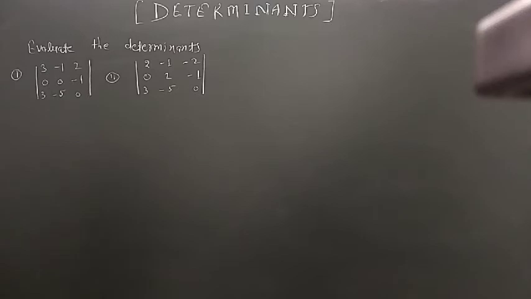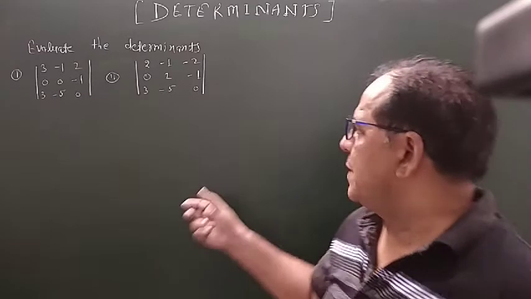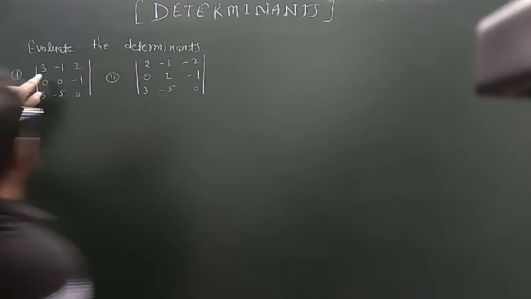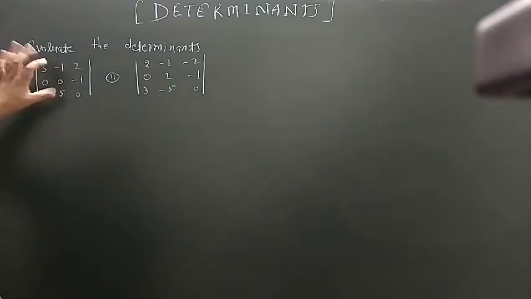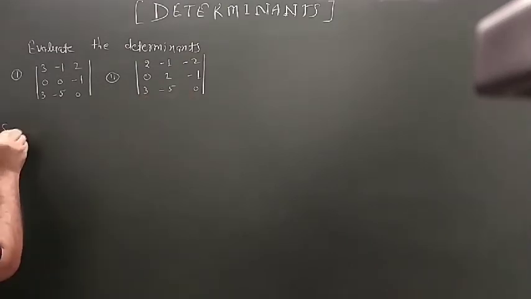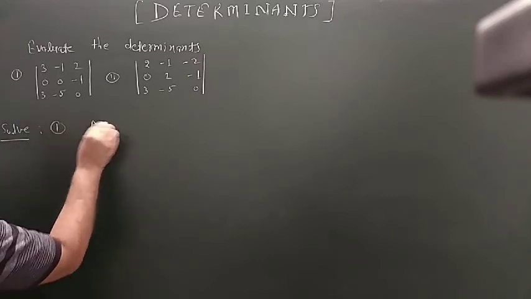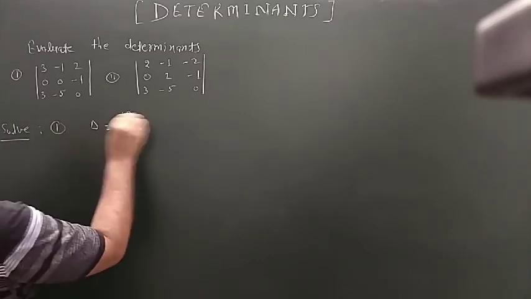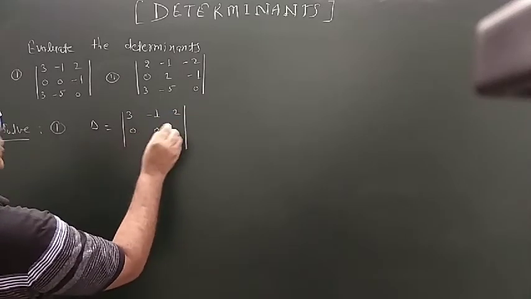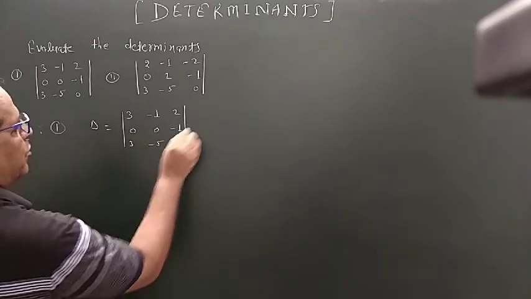Now I am taking another problem: determinants of a matrix of order 3. Here the first part is to evaluate the determinant of order 3, and the second part is also a determinant of order 3. So now the first part: del equal to |3 -1 2; 0 0 -1; 3 -5 0|.